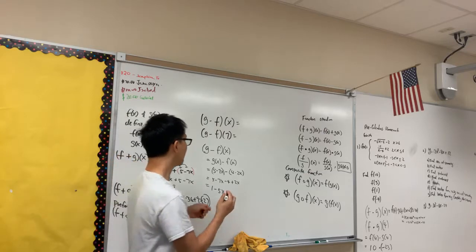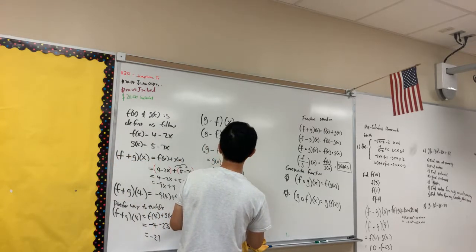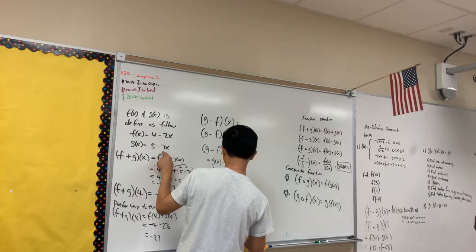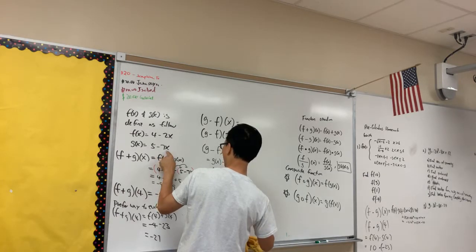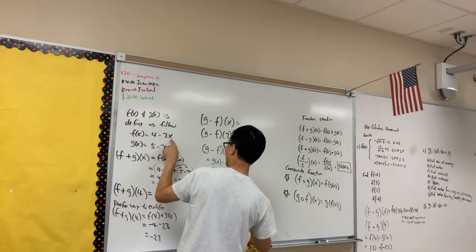Yeah, that's fine. Then I can plug in, I can say g of 7 minus f of 7. Well, g of 7 is going to be minus 49 plus 5, so it's going to be minus 44. f of 7 is going to be 14. Minus 44 minus 14 is minus 58.